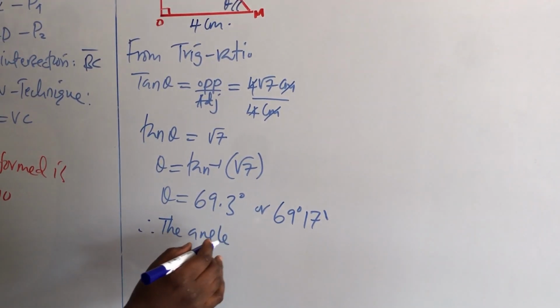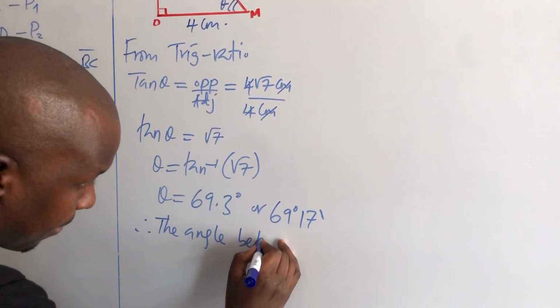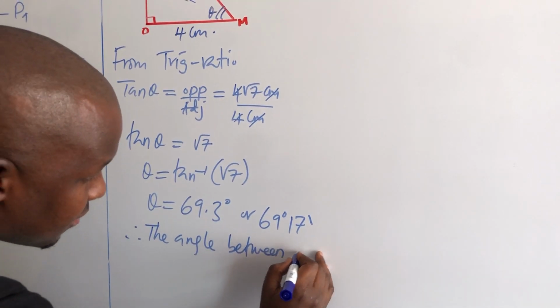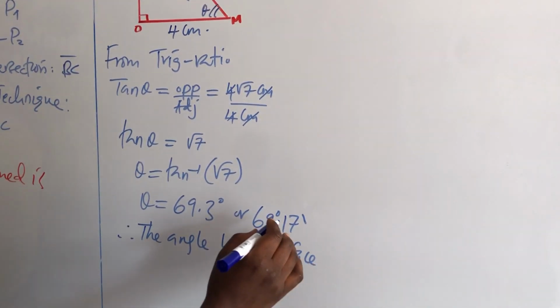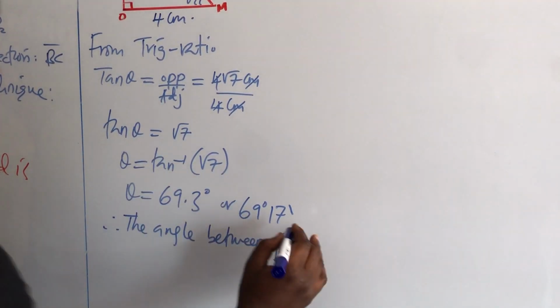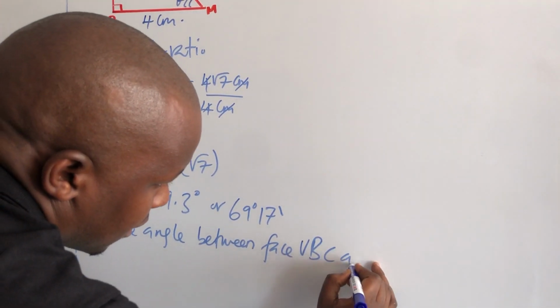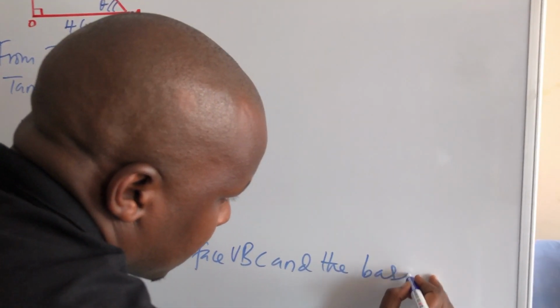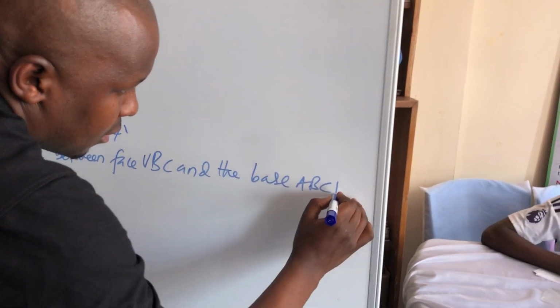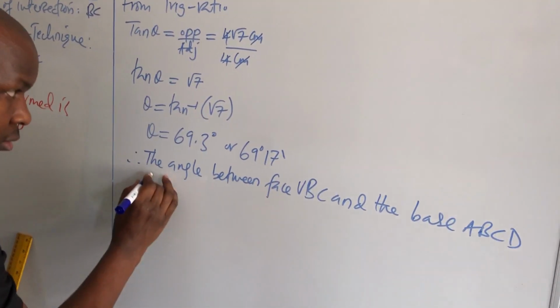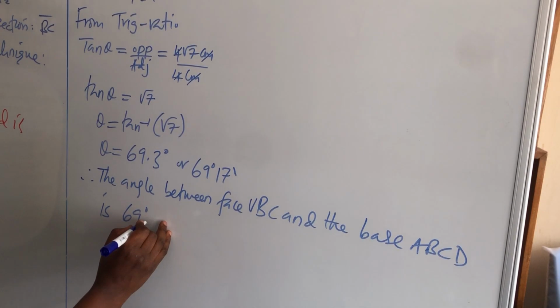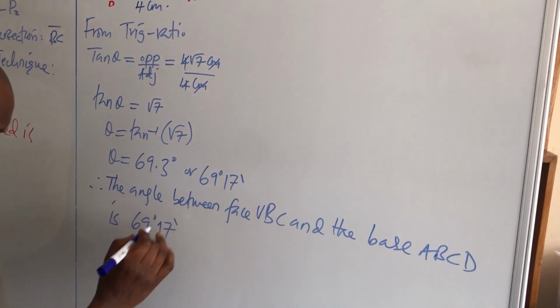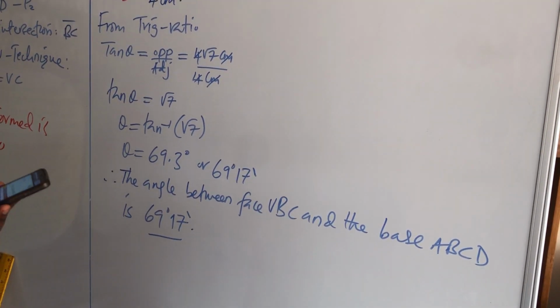So now the angle between the face VBC and the base ABCD is 69 degrees 17 minutes. This will be our angle.